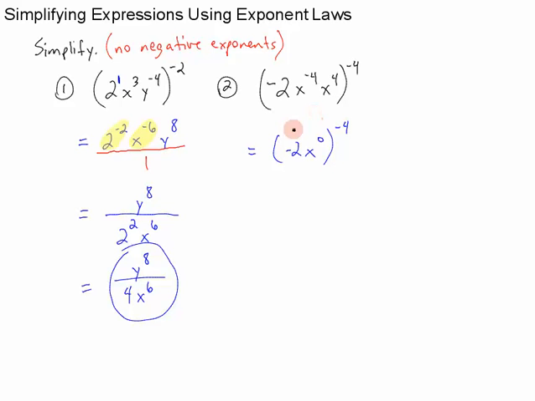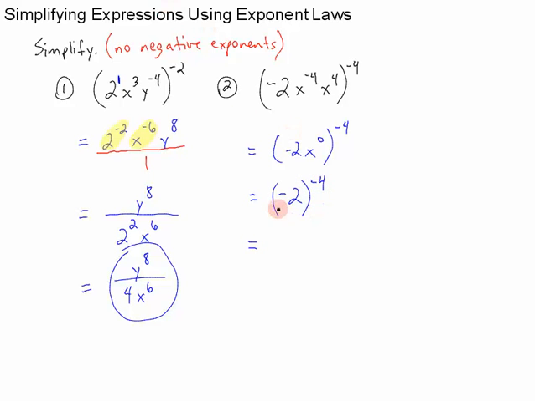At this point you could distribute the exponent again, but in fact x to the 0 is 1, so I'm going to replace x to the 0 with 1. And when I multiply negative 2 times 1, I just have negative 2. So this simply becomes negative 2 to the negative 4th.